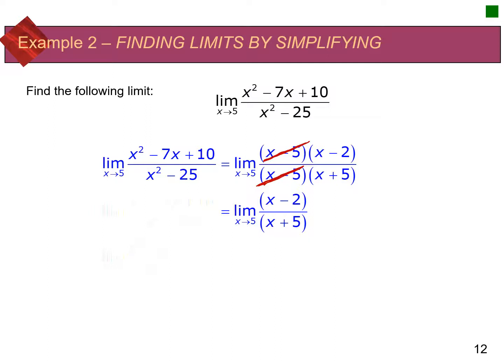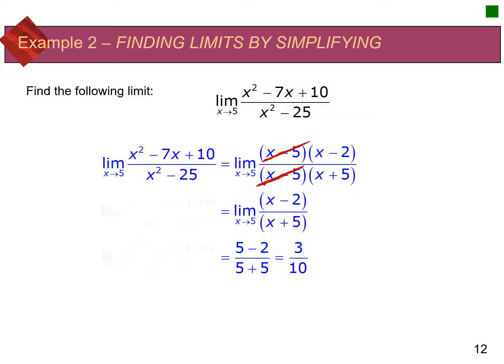So I simplified the expression, and once I simplify, I go back to step 1. I'm just going to substitute the number into the expression. So I'm going to substitute 5 in for all the x's again. In this case here, I get 5 minus 2 on top, 5 plus 5 on the bottom, which becomes 3/10. So the actual value of this limit is 3/10.